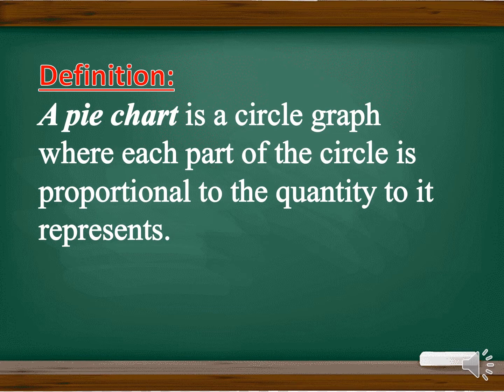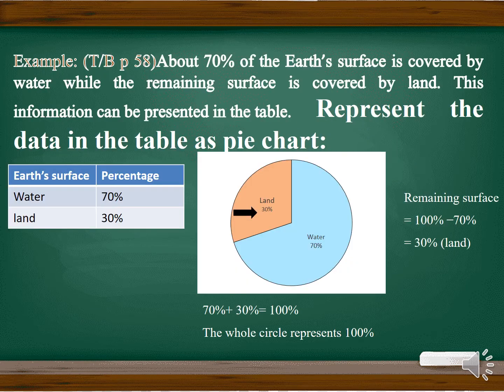Now we continue to our definition. A pie chart is a circle graph where each part of the circle is proportional to the quantity it represents. Okay, now open textbook on page 58.